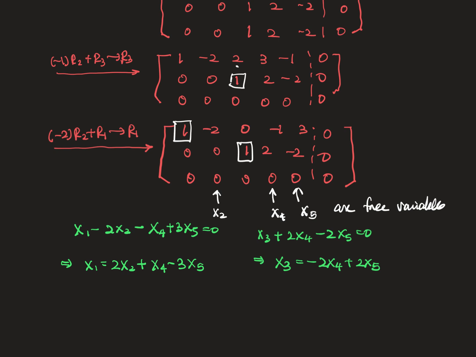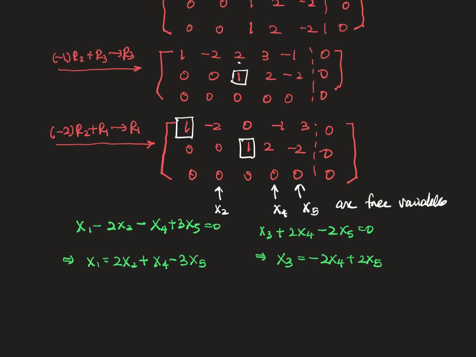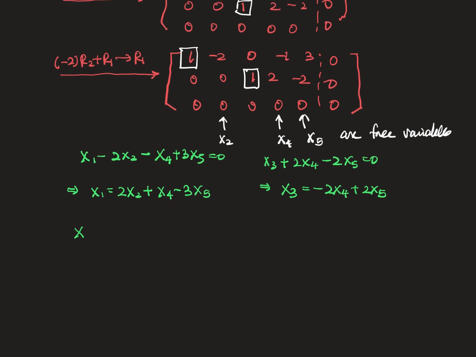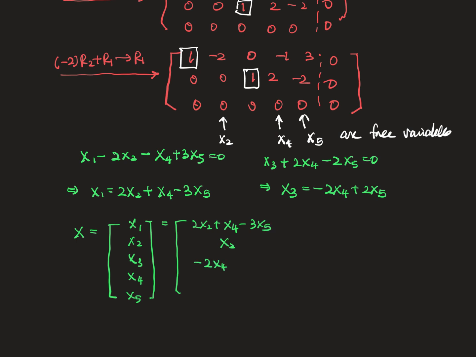So you find 3 free variables and 2 basic variables. Let's find the matrix, guys. For the matrix, write down x, which is x1, x2, x3, x4, x5. So x1 you already found: 2x2 plus x4 minus 3x5. x2 is a free variable. x3 is negative 2x4 plus 2x5. x4 is a free variable. x5 is a free variable. How can I write down this one? Does everyone have any idea? The free variables are going to be in front of the matrix, guys. That's the idea.